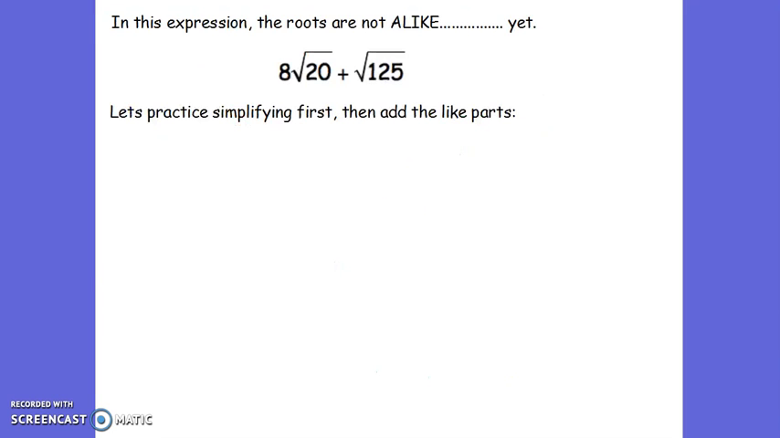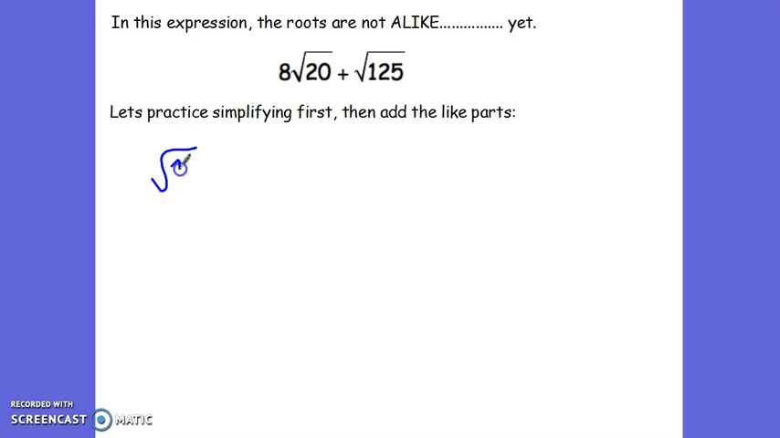Now, where it gets a little trickier is when our roots aren't alike yet. Again, in the example shown here, we've got a 20 and a 125. They're both square roots, but I cannot add roots when they're not like roots. They have to both be the same root and the same radicand. So the first thing we're going to do is practice simplifying a little bit.